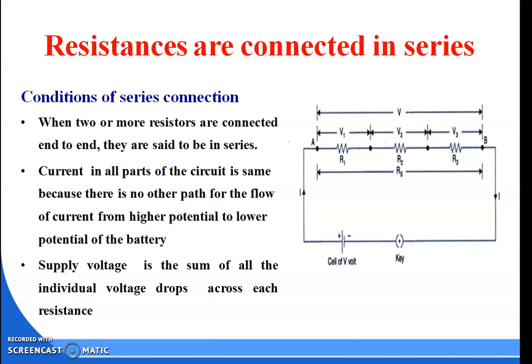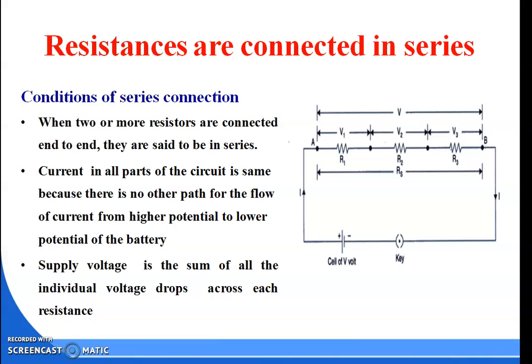Here the supply voltage is given below, and there is a key. Then the current I is flowing through the circuit. In R1, V1 is applied, in R2, V2 is applied, and in R3, V3 is applied across these three resistors. Then the total voltage is equal to V1 plus V2 plus V3.